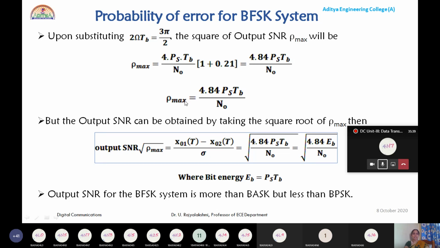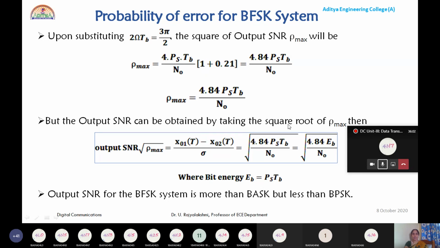Okay, the same value I mentioned here. So what is the square of output SNR in the case of BFSK? 4.84 EB. Because here EB is the bit energy, you can replace EB as PS into TB. So that's why I directly represented bit energy as PS into TB.